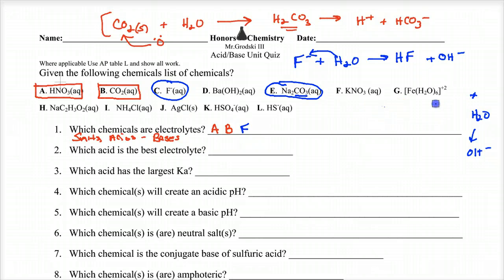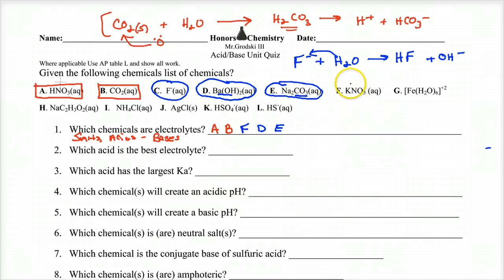So what about, as we go in order, barium hydroxide? Well, barium hydroxide is one of our strong bases. It's a salt, okay, that actually produces hydroxides. So obviously I'm going to put D here. We're going to put E here because it's a salt that is basic.